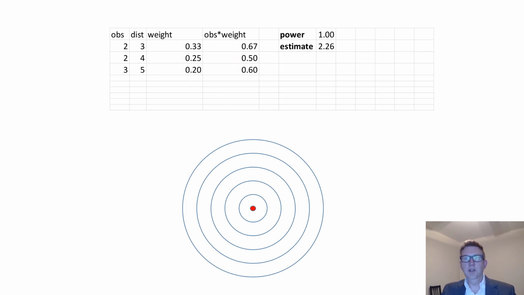This is a spreadsheet that can calculate these things out. You can put these values in here and you can play around with a power value here. I'll post this spreadsheet up, so feel free to use it to try it out. What you're going to be doing is changing this power value and seeing how it affects your estimate. If my power value is 1, what does that do to my estimate?